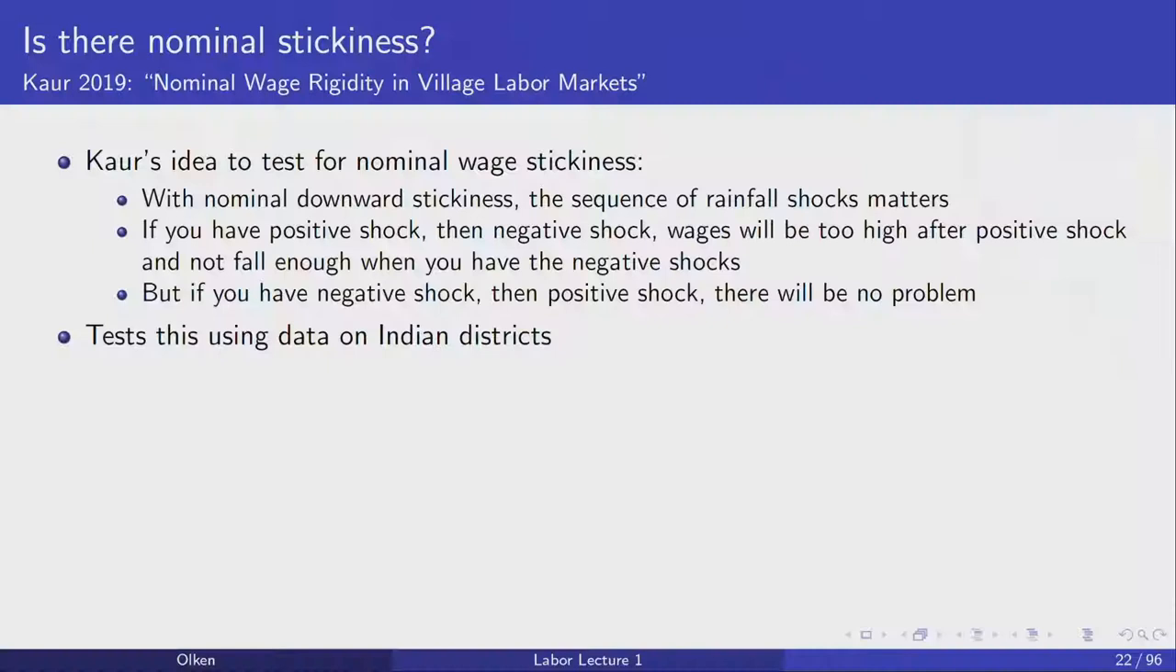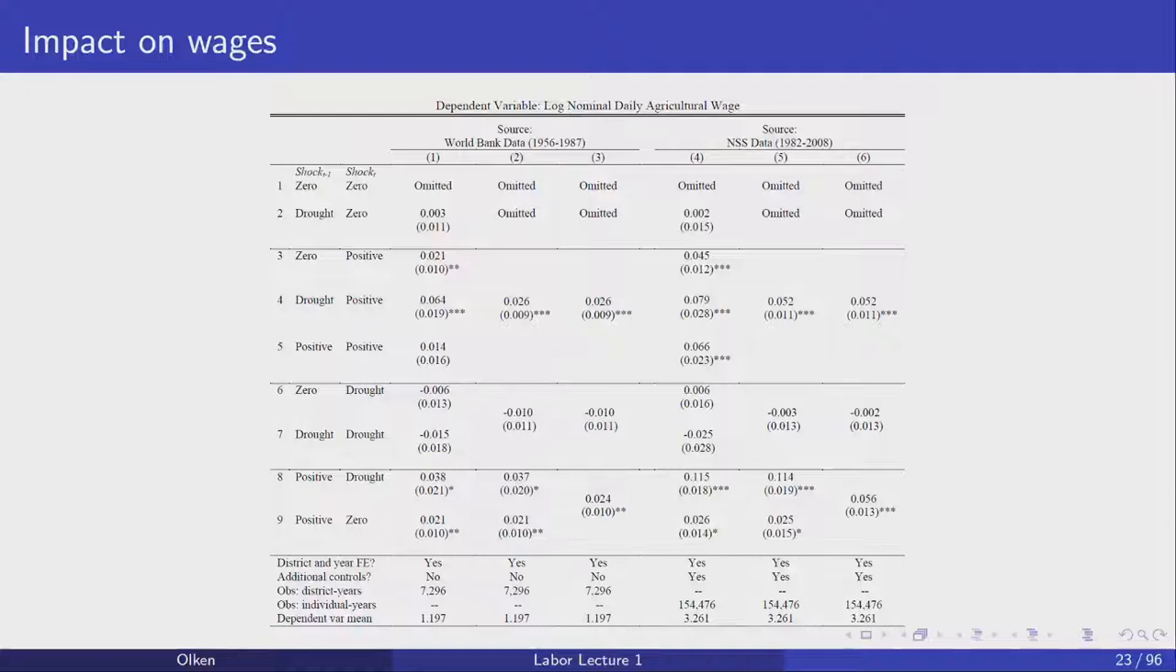So she's going to do this. She has data on a number of years of Indian districts where she has rainfall shocks and the agricultural wage. This one is from 1956 to 87, so she has a lot of years. This other one, I guess from the World Bank data set, is the NSS data, from 82 to 2008. The key thing is, she's going to look at shock t minus 1 and shock at time t. So what are the key things we can learn from this?